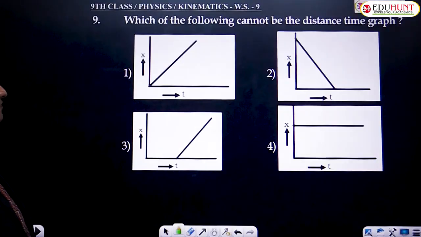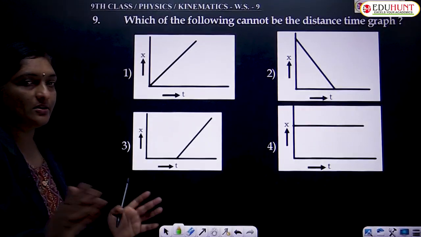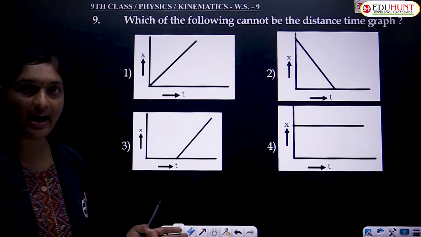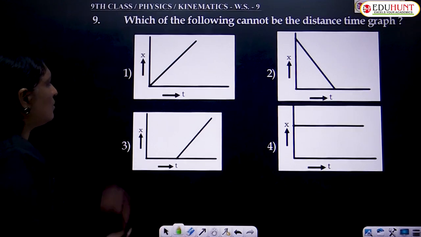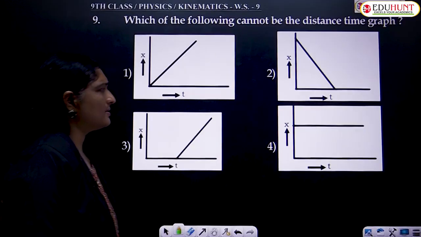Okay. Next, children, which of the following cannot be a distance time graph? Distance time graph, I told you earlier that it can never have a negative slope. Positive slope possible. Here also positive slope possible, started at some later time.